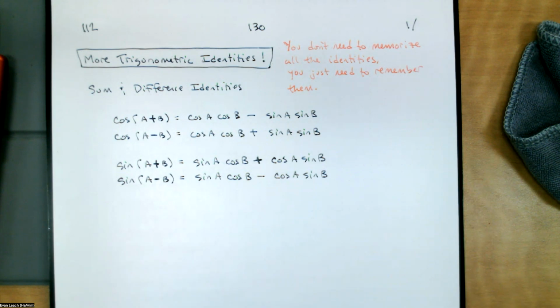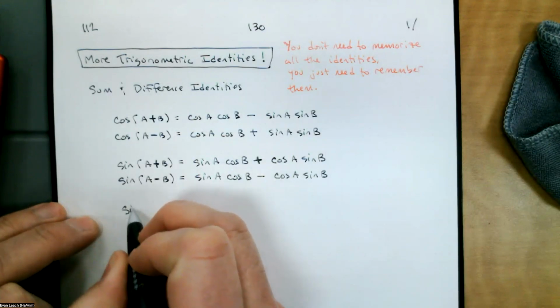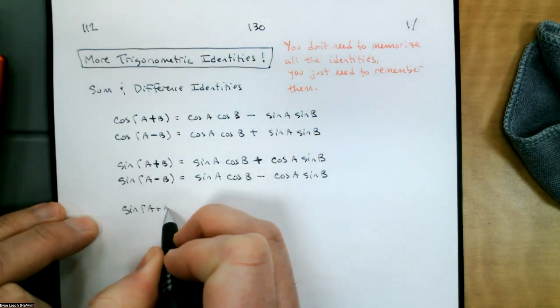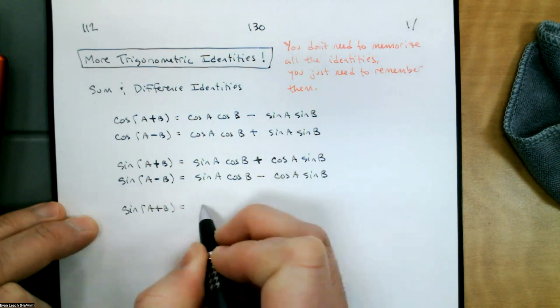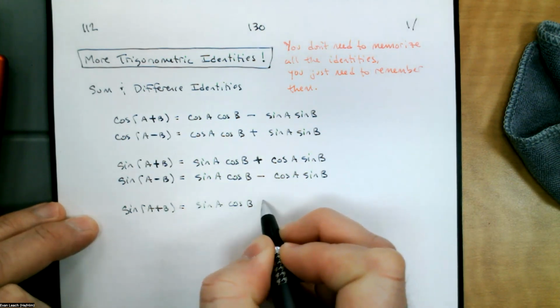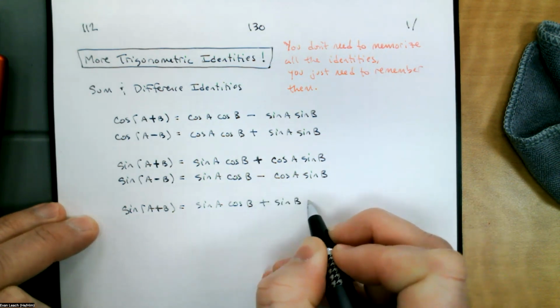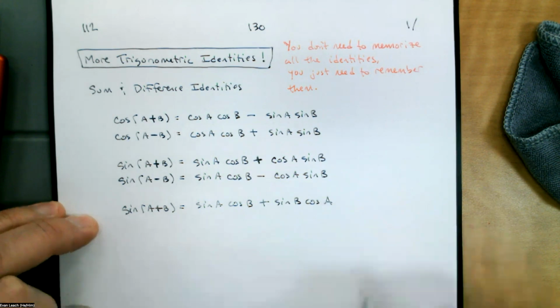This is the one that I chose. I chose to write the one from the book. I don't know why I hate this so much. Because the other way to write this one, your alternative, is to say sine of a plus b is sine a cosine b plus sine b cosine a.